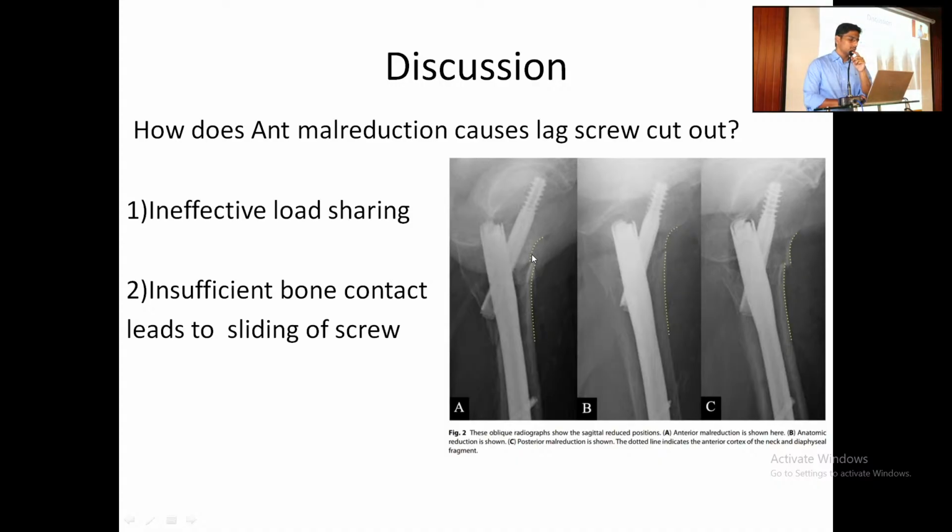So whenever he tries to weight bear, the neck fragment slips into the medullary canal, and forces are not transmitted from the diaphysis into the neck. And these forces fall directly onto the lag screw, leading to lag screw cutout.